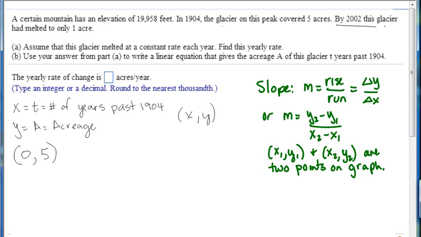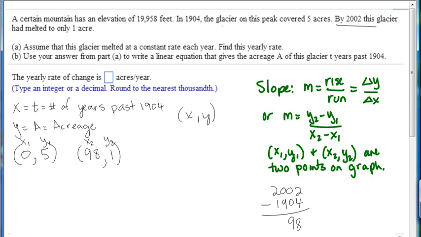My third sentence: by 2002, what is the years past 1904? I have to take 2002 and subtract 1904, and I get 98. So that's why my x is going to be 98, the years past 1904, in my second point. And in 2002, after 98 years, it only melted to 1 acre. So my y is 1. Those are going to be my 2 points I use in my formula, x1, y1 and x2, y2.